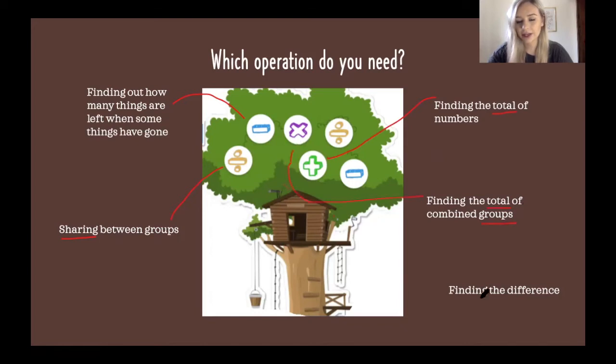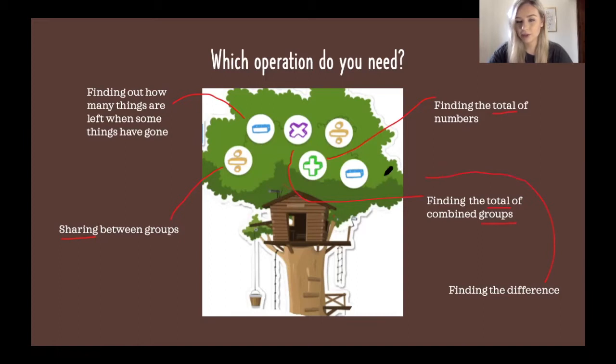The last one down here, finding the difference. Now this doesn't mean looking at the numbers and comparing them and maybe saying one's odd or one's even. Finding the difference means finding the amount between the 2 numbers.